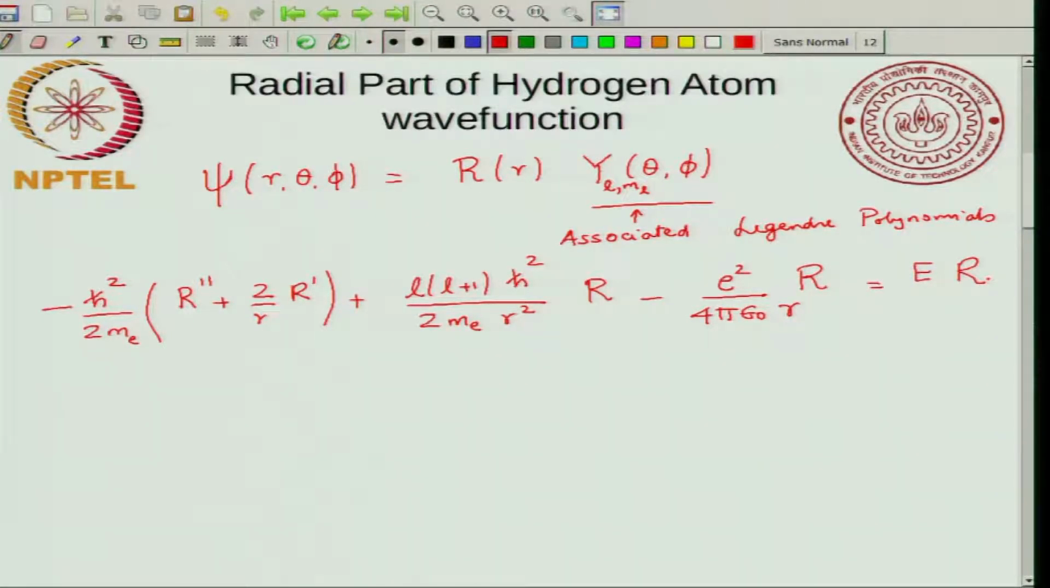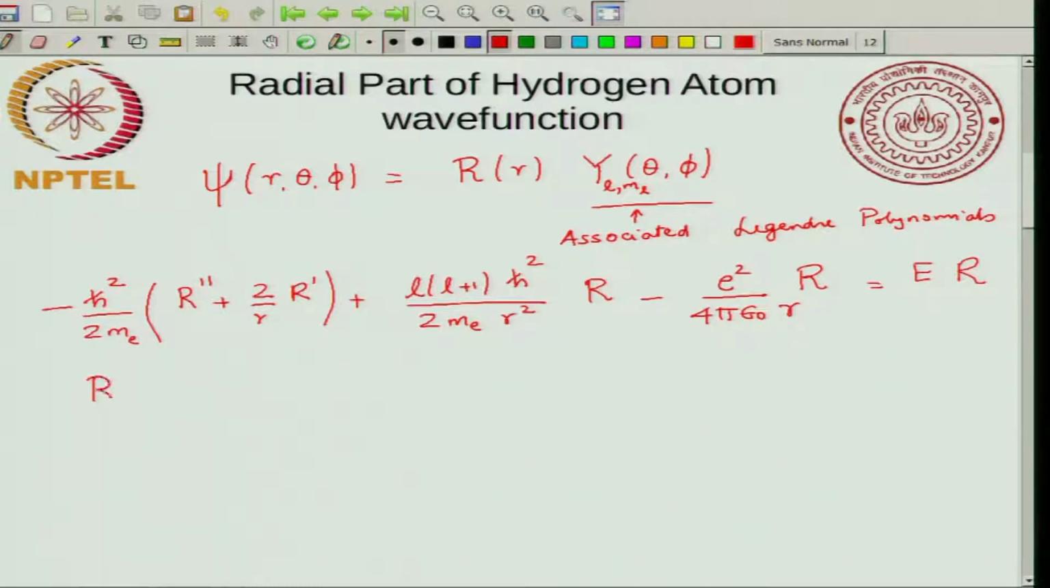So, the left hand side is the Hamiltonian operated on R, and the right hand side is E times R. Remember, this capital R is a function of small r, and R double prime is just d square by dr square, and R prime is d by dr. Now, I will just rearrange this a bit. So, just take this minus h cross square by 2 m_e to the right side and then just pull everything over to the left.